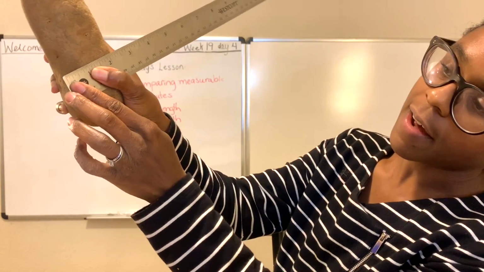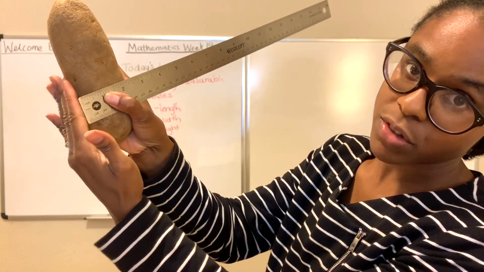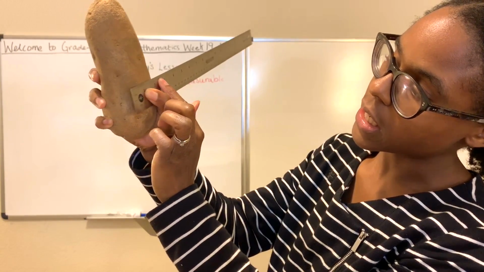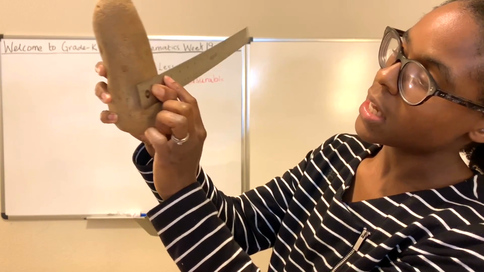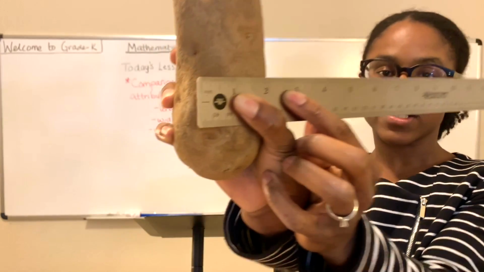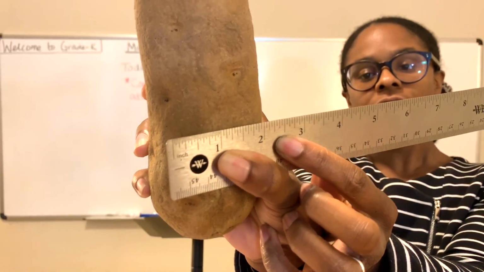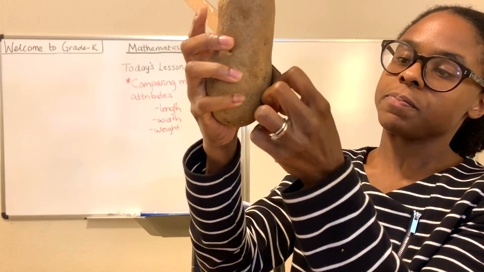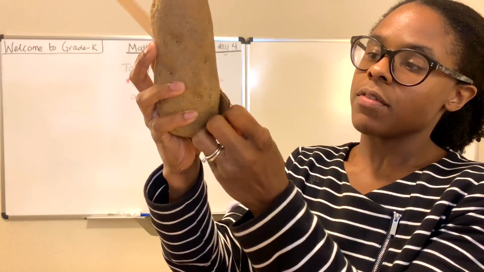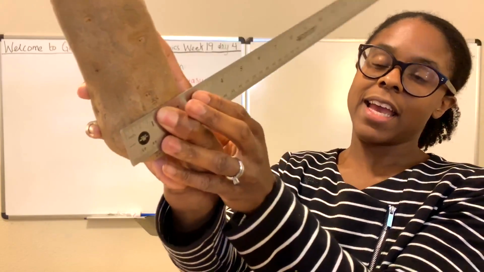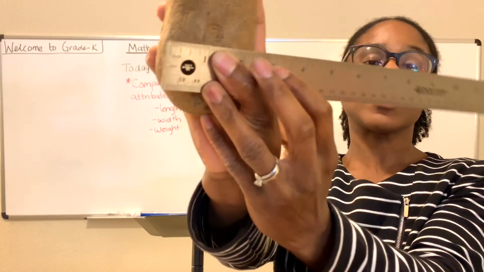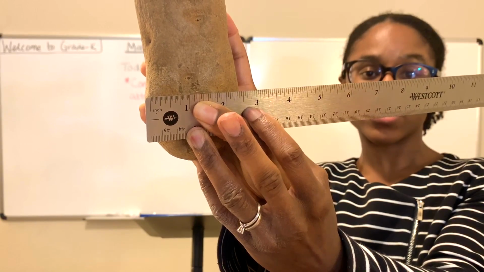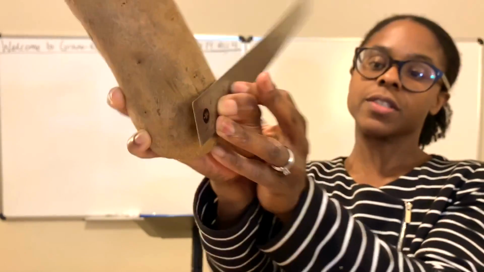So here I have the ruler starting at the same place as the potato. And I'm going to go all the way across here. And I see that the potato is about 2.5 inches. But for the sake of the age group that we're working with, we're just going to round up to about 3 inches. Okay, so we're going to say that the russet potato is about 3 inches. Can you see that? 3 inches.